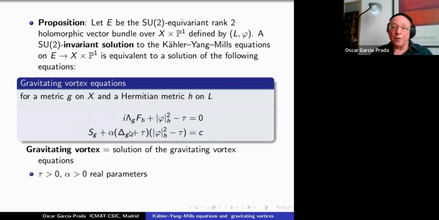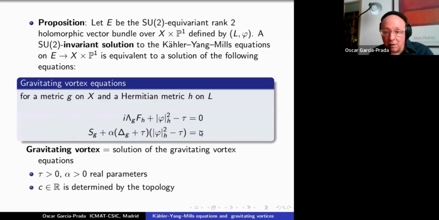The origin of this name, for those of you familiar with the vortex equations, is the fact that the first equation here is actually the vortex equation. And the word gravitating should be natural, considering that we are coupling this to a metric, but this is a term that was inspired by some mathematical physicists, Nick Manton in particular. So here, these are the gravitating vortex equations, and we have these real parameters tau and alpha, and the constant C appearing in the second equation is determined by the topology in a similar way as we did before.